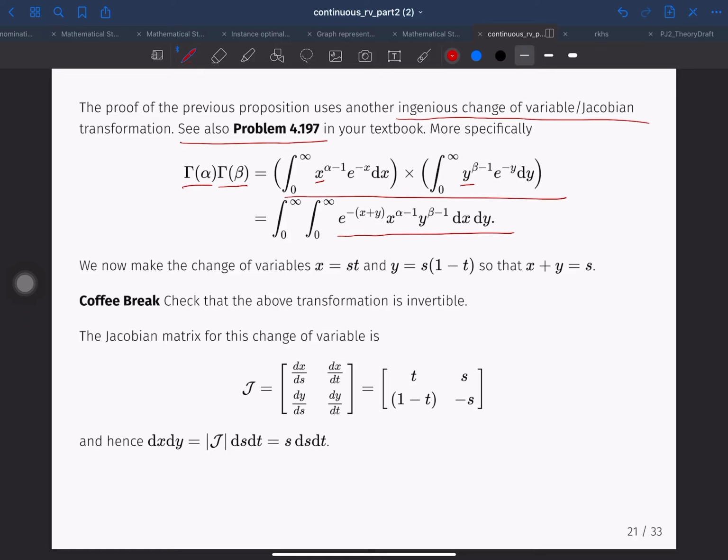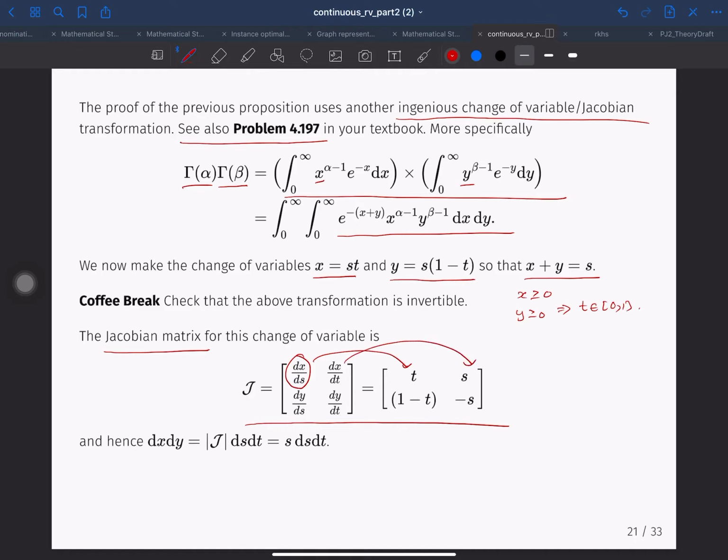And now we will do a change of variable transformation. We will let x be st and y be s(1 minus t) so that the sum is equal to s. Because x is bigger than 0 and y bigger than 0, this implies that t has to be in the interval (0, 1). In any case, we can now define the Jacobian matrix for this change of variable to be this matrix here. So this is dx over ds, that is simply t, dx over dt, that is simply s. And similarly for the remaining terms.